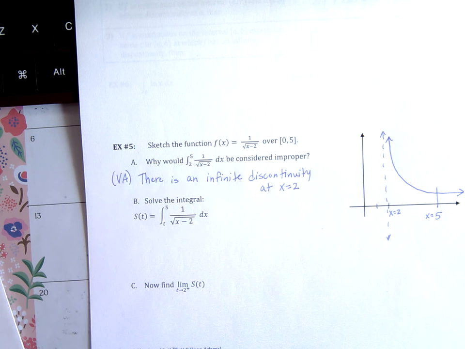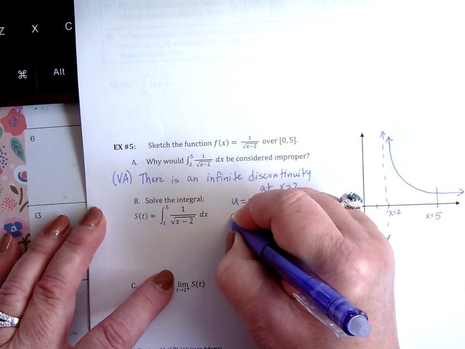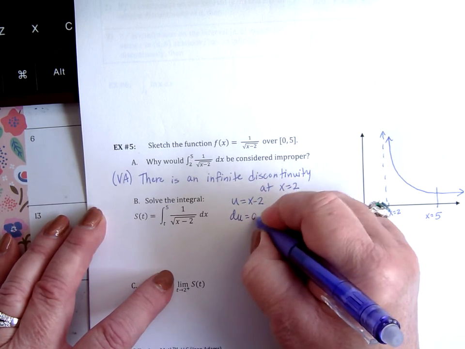Now it says, solve the integral. What method would you think? Any guesses? U sub? Yeah, good, u sub. So we're going to u sub it. I'm going to make my u equal x minus 2, which makes my du equal 1 dx. Cool. Let's see how it goes here.